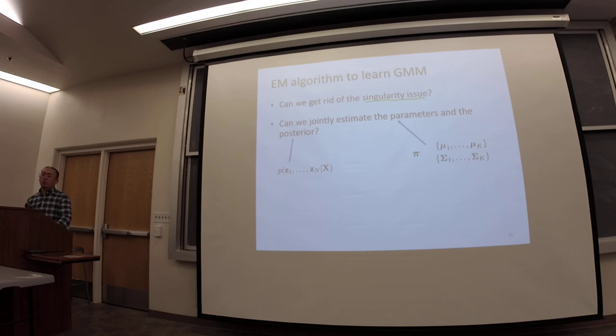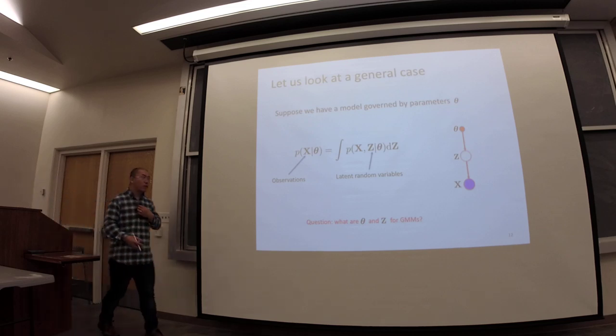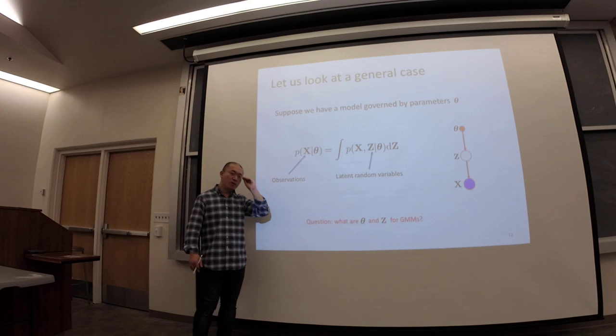The answer is that we won't marginalize out the class memberships beforehand. We're gonna jointly estimate all those parameters and class memberships. This procedure is conducted through the so-called EM algorithm, expectation maximization. So we want to jointly estimate the parameters, which include the probability vector for the class memberships, cluster centers, cluster widths, and the posterior of the class membership of each data point. So here, I'm going to introduce the general framework for the EM algorithm.